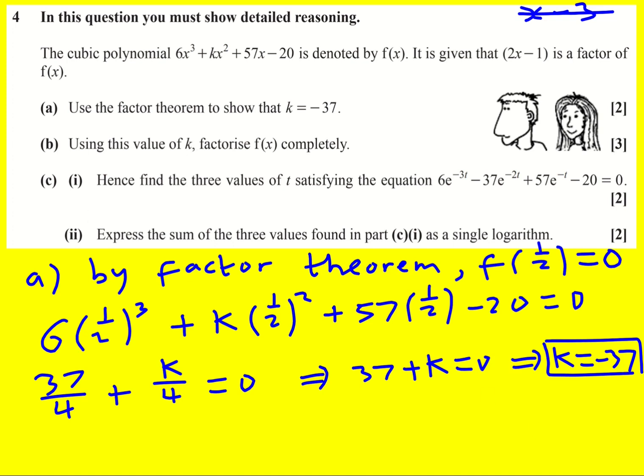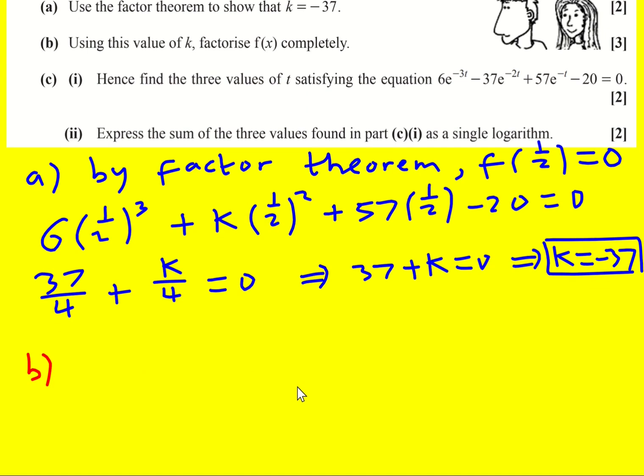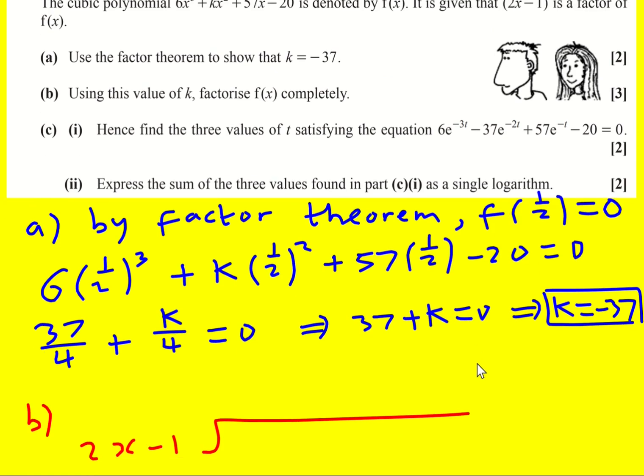Using this value of k, factorize completely, and we're being asked to show detailed reasoning. It's always good practice anyway to show it fully. I'm going to use polynomial division for this. There's more than one method, there's inspection and so on, but polynomial division is just a good method that will always work, and it will work when you're dividing by harder polynomials. So it's good to master. We know what k is now.